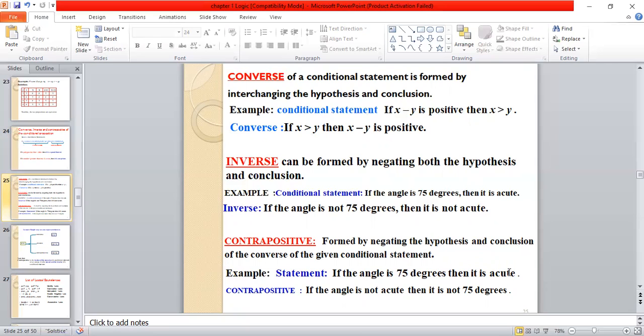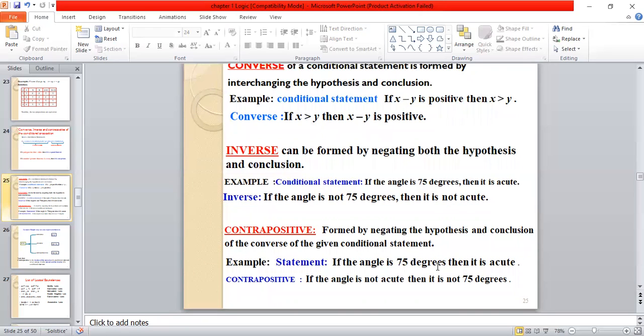If the angle is 75 degrees, then it's acute. Its inverse is, if the angle is not 75 degrees, then it's not acute. And the converse of this one is changing the conclusion to hypothesis, hypothesis to conclusion. So if the angle is not acute, then it's not 75 degrees. So the converse, inverse, and the contrapositive given a conditional statement is obtained by this one.